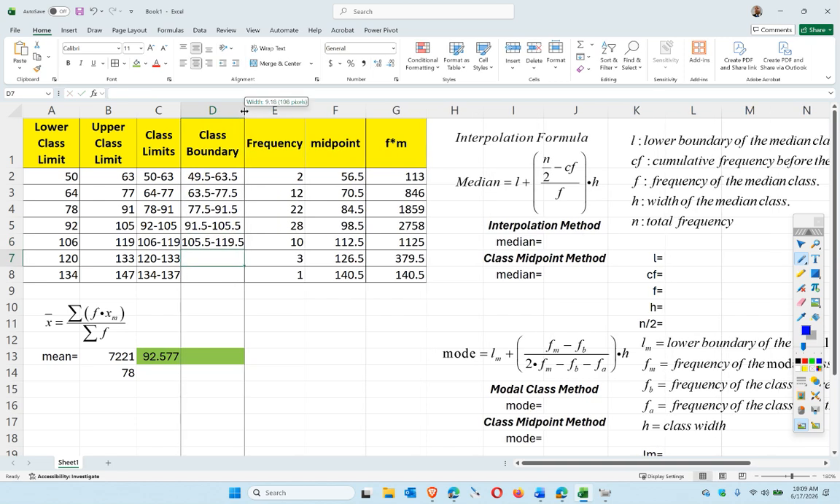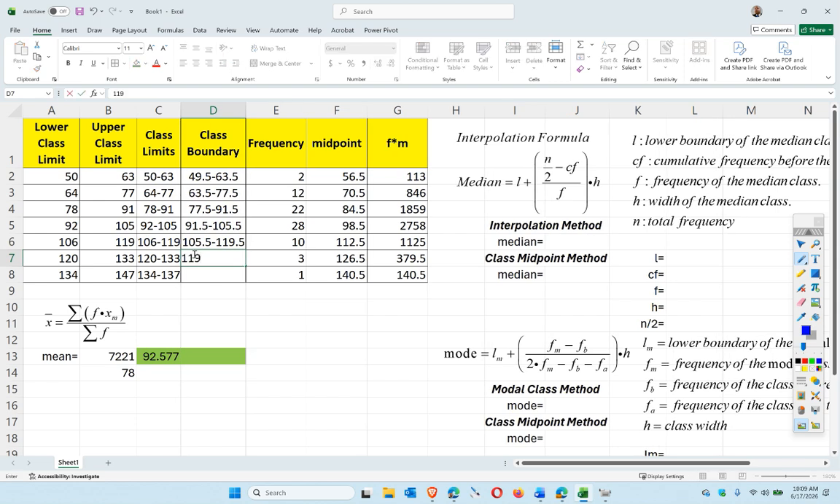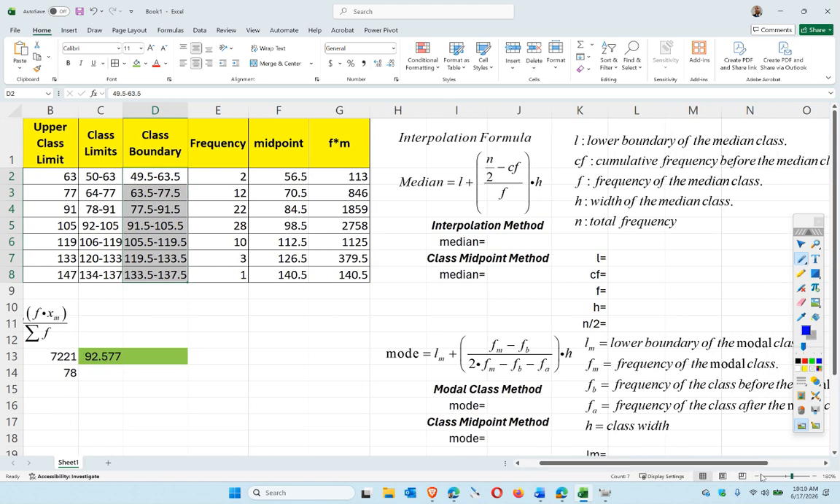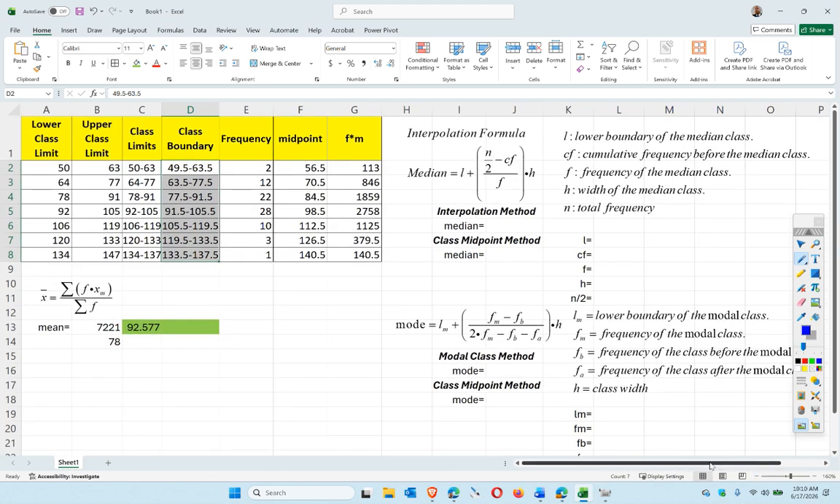Let's make that a little bit bigger. There we go. 119.5 to 133.5. 133.5 to 137.5. Remember the rule, you go one more decimal place than the actual data. The IQ data didn't have any decimal place because it was whole numbers, so we go one decimal place on the boundaries essentially. Okay, so let's make this a little bit smaller so we can read it.